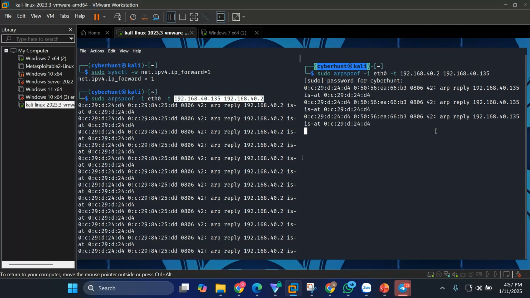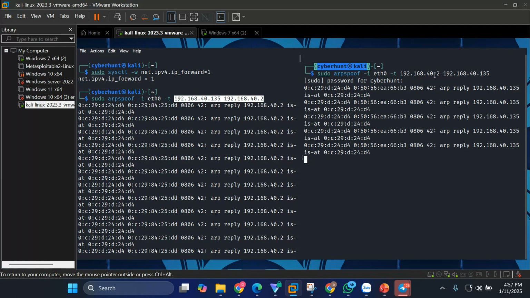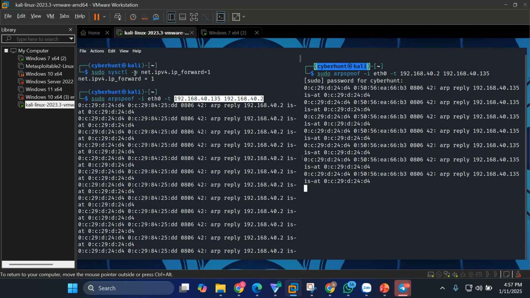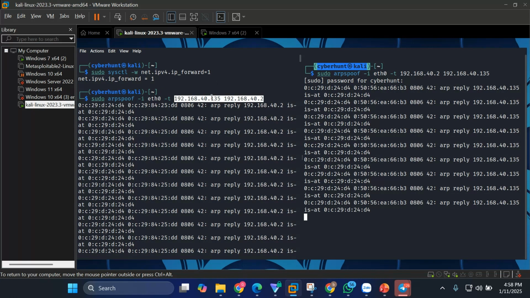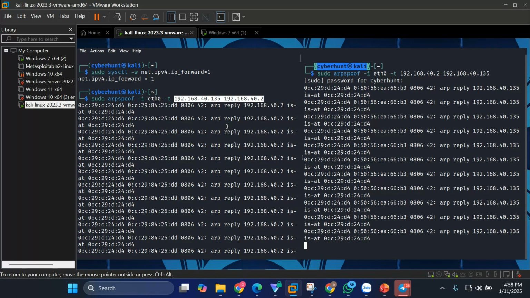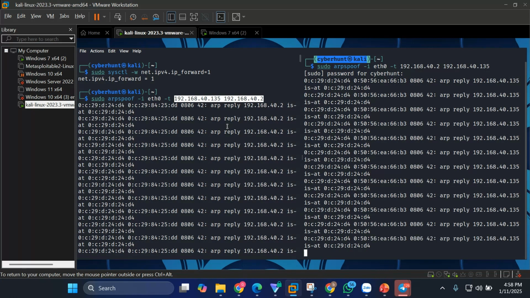So what is happening now is that Windows is thinking that I am the router. The router is thinking that I am Windows, but I am not the router. I am not the switch. I am CyberHunt. Meaning that any conversation between Windows and the router, I am going to trap using tools like Ettercap or Wireshark, or the command line form of Wireshark, which is tcpdump, which is what I'm going to use in this case.